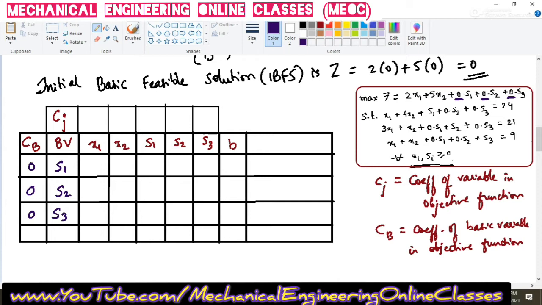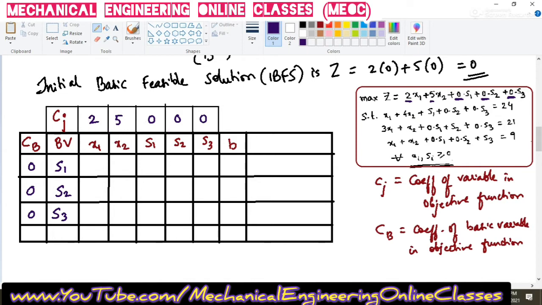And CJ is the coefficient of the variable in the objective function. So for x1, the coefficient of x1 in the objective function is 2. So let us write 2 here. 2 is for x1. For x2 it is 5. For S1, S2, S3 it is 0, 0 and 0 respectively. So we can read the objective function from the table. It is 2 into x1 plus 5 into x2 plus 0 into s1 plus 0 into s2 plus 0 into s3, which is the objective function.